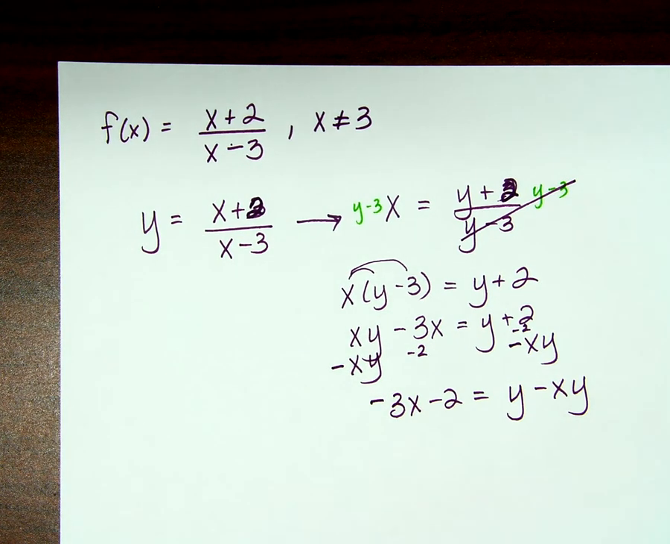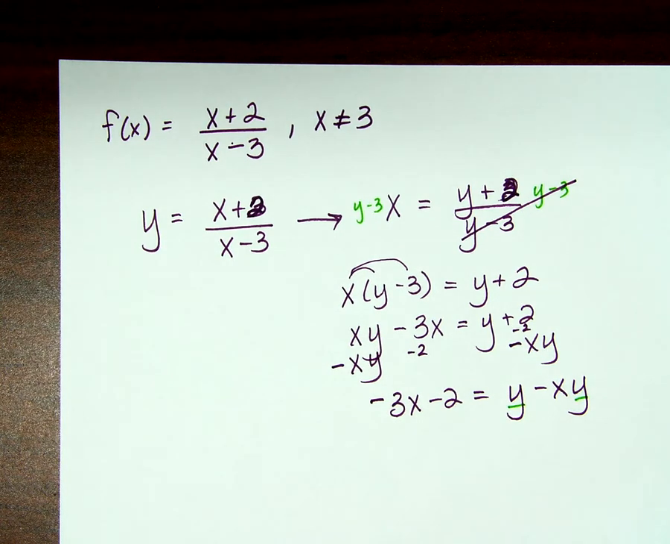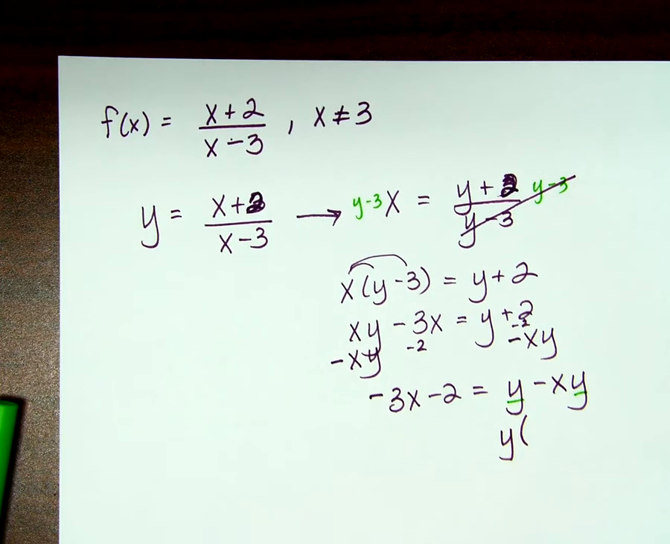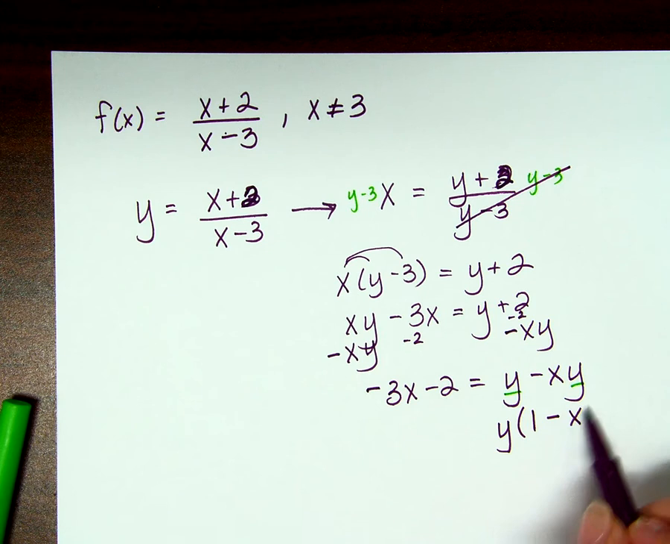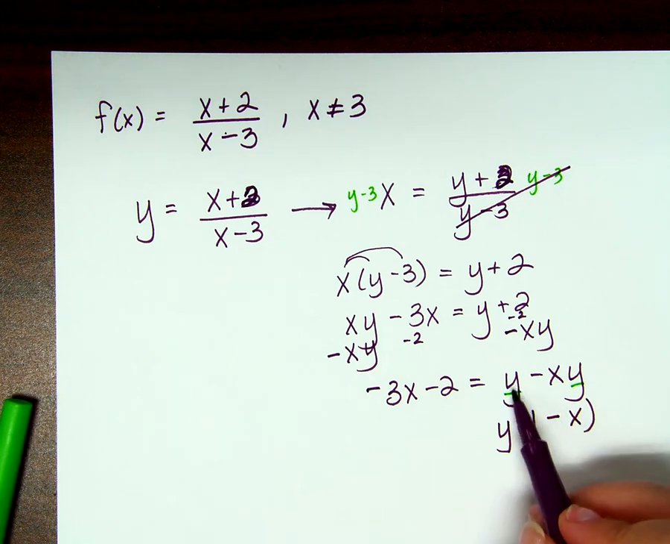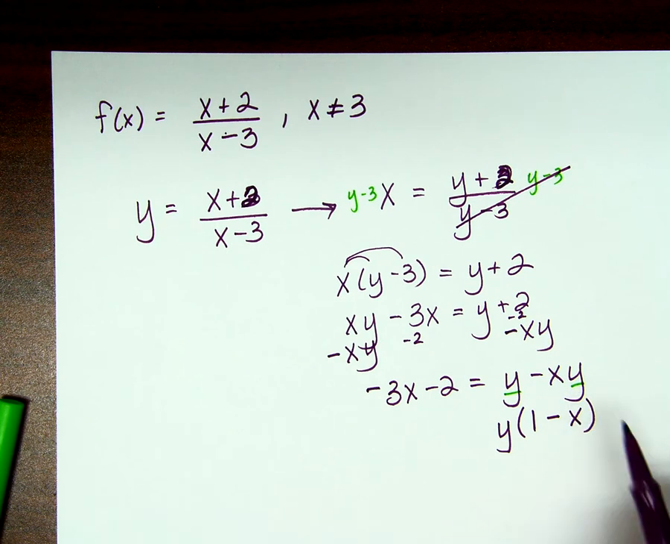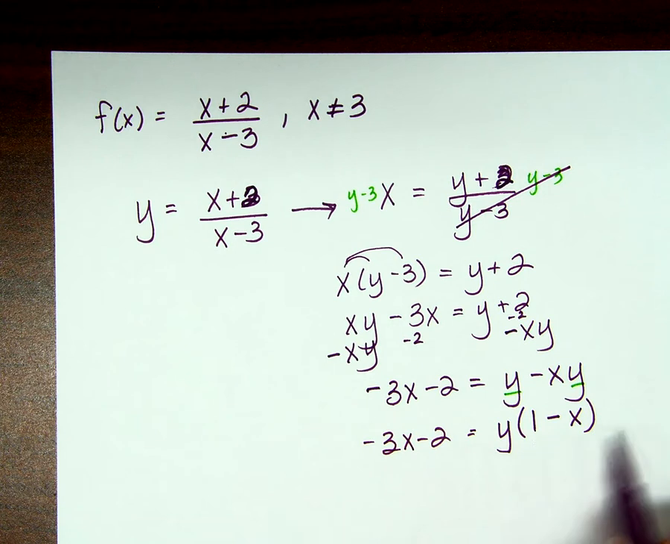I want to actually divide out a y. Yeah, there's a y here and a y here. It's a common factor in both of those terms, so let's divide out a y from each one of those terms. What do I have left when I divide out the y? 1 minus x, right? Dividing a y by a y gives me 1. Dividing that by a y, I get an x. So negative 3x minus 2 equals that.